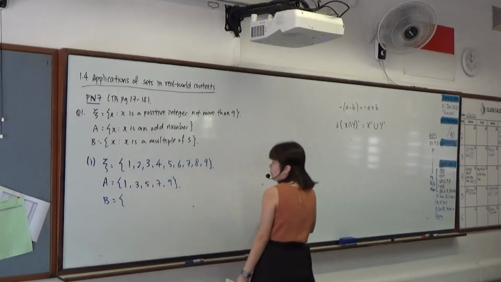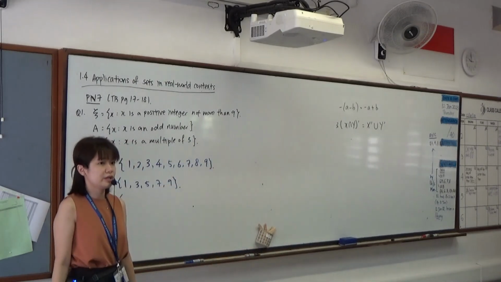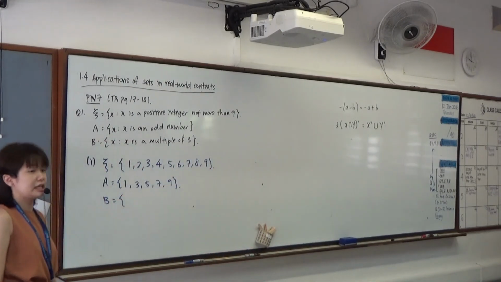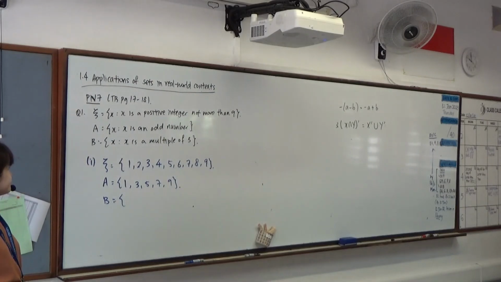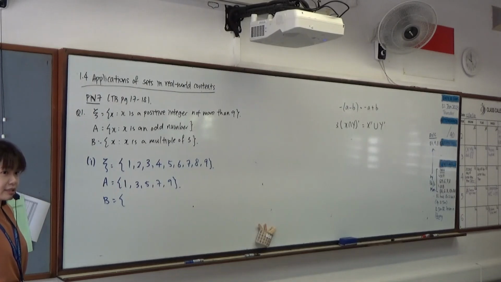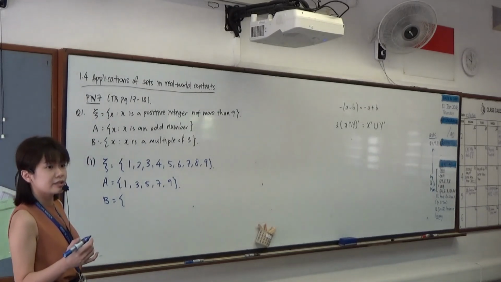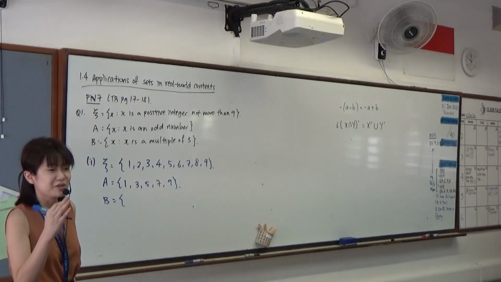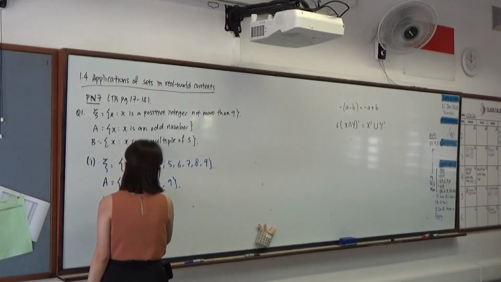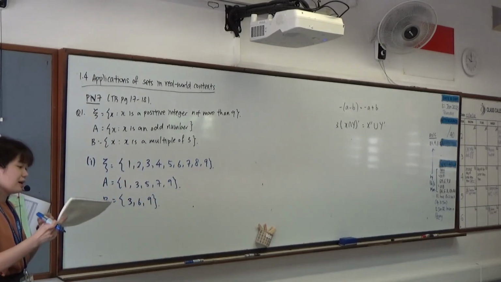And then finally, what are the elements in B? Yue Yi. Who is Yue Yi? Yes, Yue Yi. 9, 12. 3, 6, 9. Do you say 4? Oh, 3, 6, 9, right? Okay, so we only have 3, 6, 9 in our B itself.